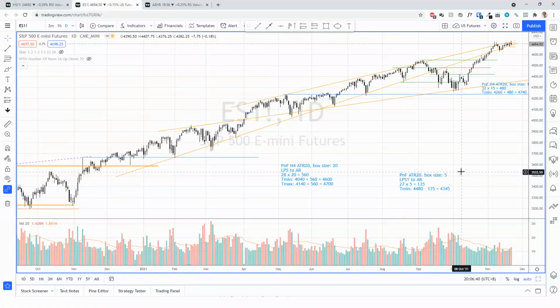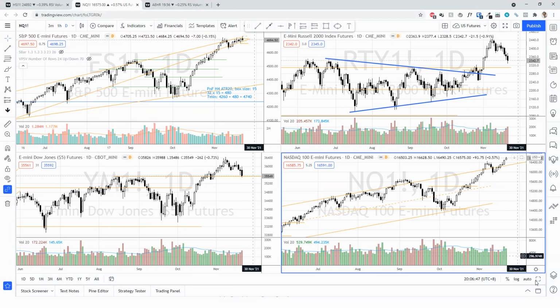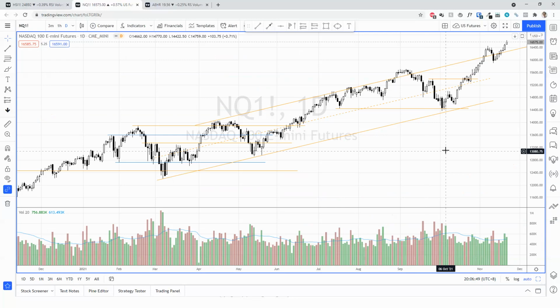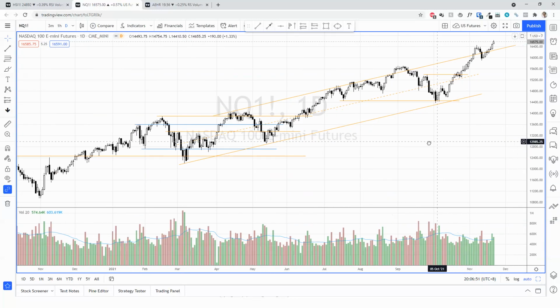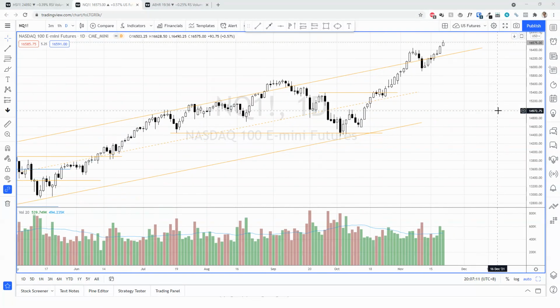So let me zoom in here. Okay, sorry, this is still the S&P. All right, so here we have the Nasdaq. The Nasdaq is in a very well-defined uptrend. You can see this uptrend with higher highs and higher lows throughout. Currently we have this overbought condition after a very extensive run up. So very similar to the S&P 500, but even stronger than the S&P 500.